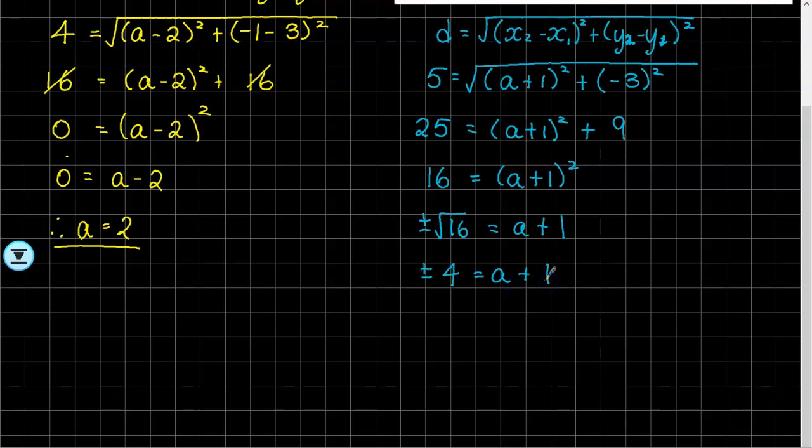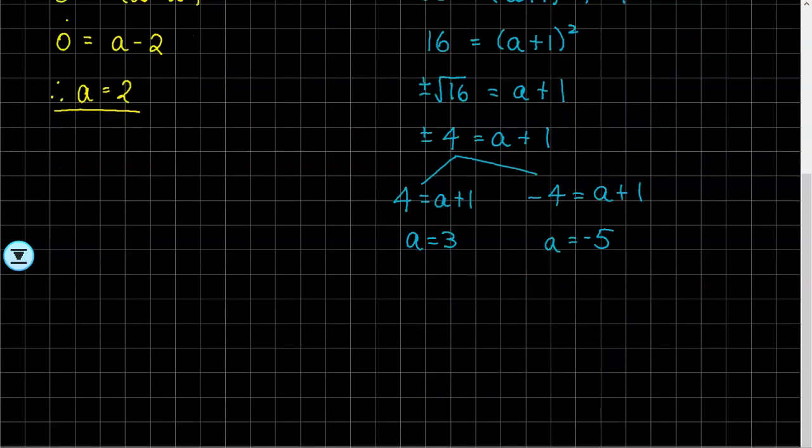So it is a shortcut for saying, I've got 2 solutions here. It could be 4 equals a plus 1, or it could be -4 equals a plus 1. Huzzah? So therefore, get rid of the plus 1, take 1. A is 3, or get rid of the plus 1, take 1. A is -5.